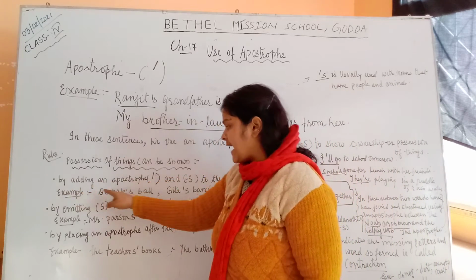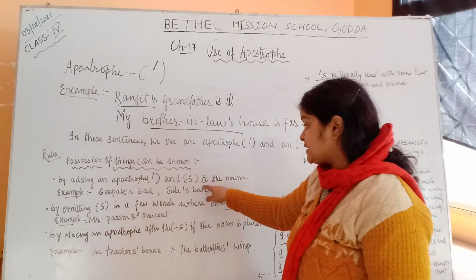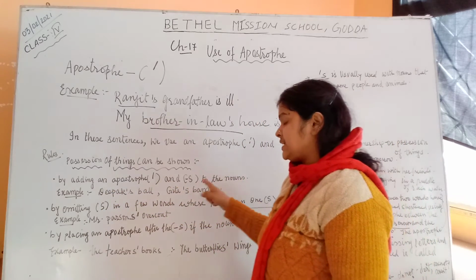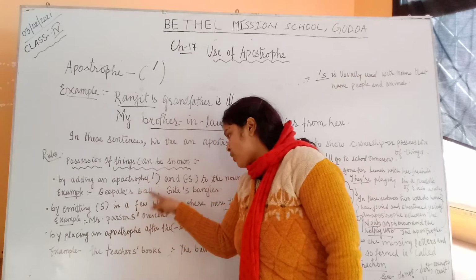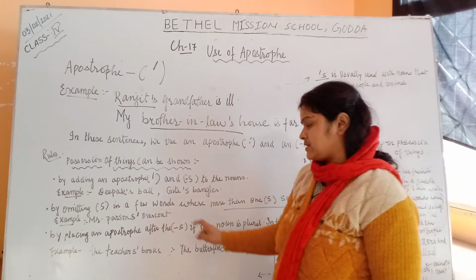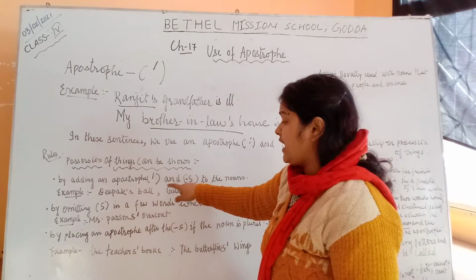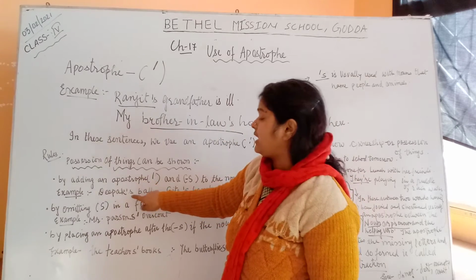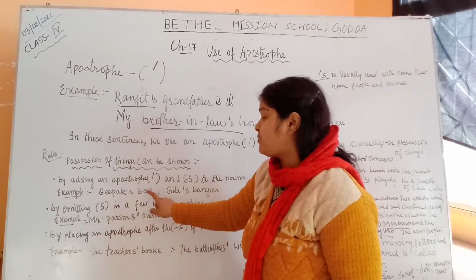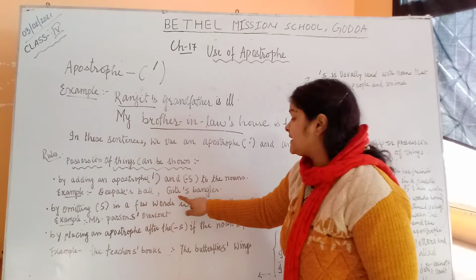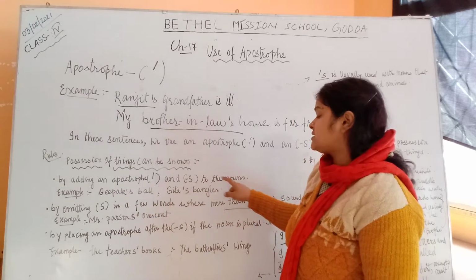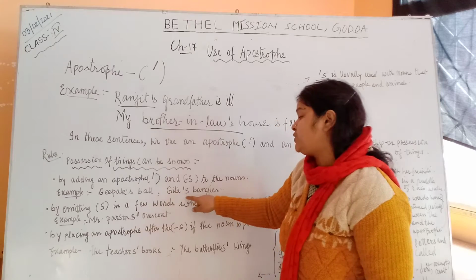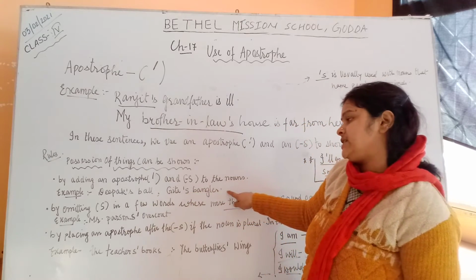One is by adding an apostrophe mark and S to the nouns. Let's see with examples. Deepak's ball, Geeta's bangles. This is the form where we write the noun and use an apostrophe mark and S. Deepak's ball. Whose ball is this? Deepak's ball. Geeta's bangles. Geeta apostrophe S is used to show this.